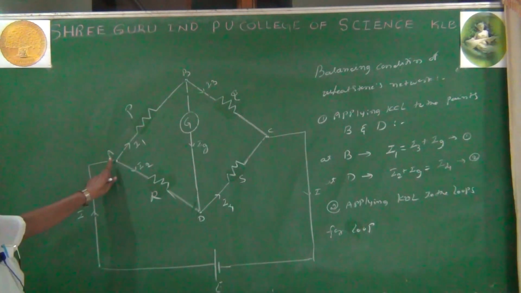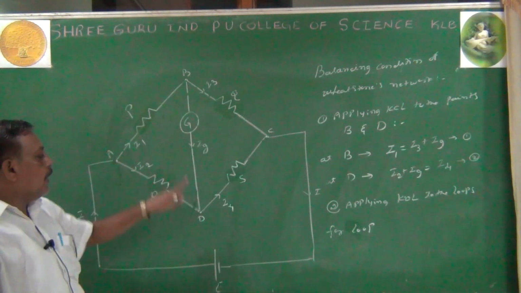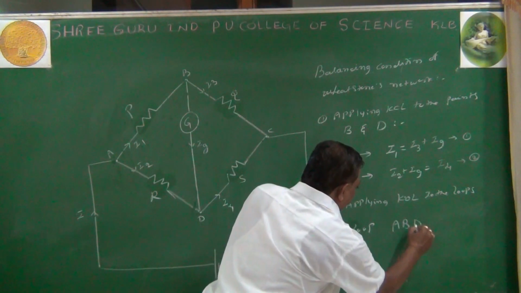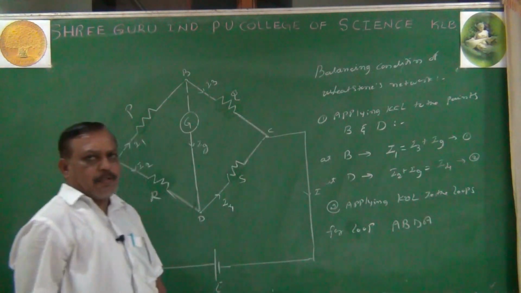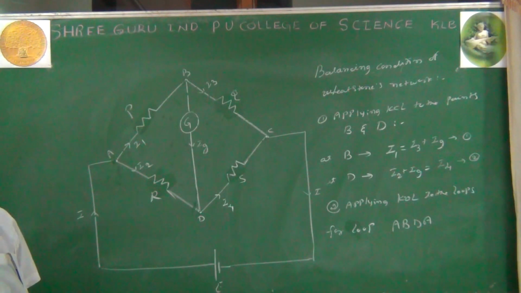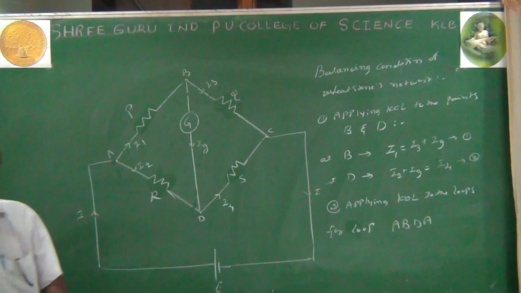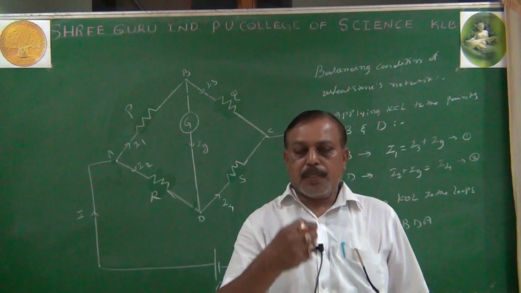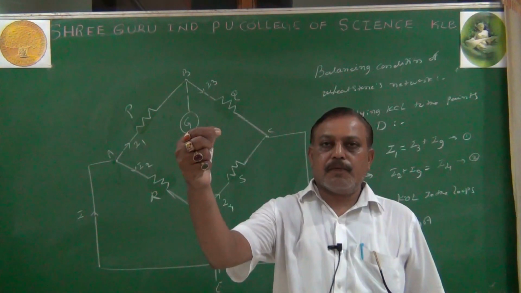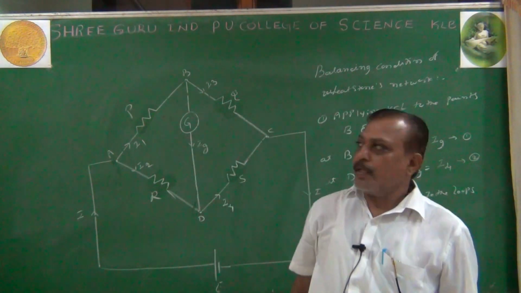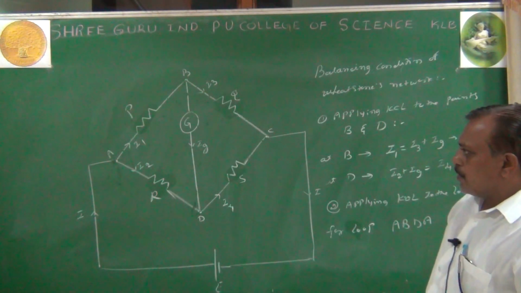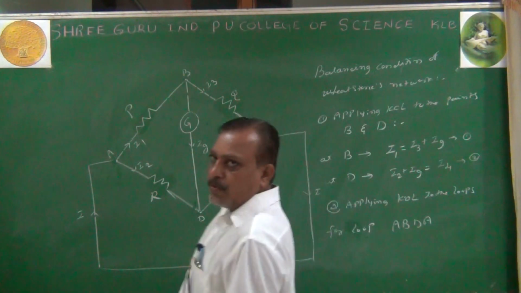First, for the loop, shall I take point A? Loop A, B, D, A. It can start with any point. You go in the clockwise or anti-clockwise direction, that is your choice. Yesterday we discussed that. Then, what is KVL? The sum of IR products is equal to the sum of EMFs in a closed loop. Now this is our closed loop.